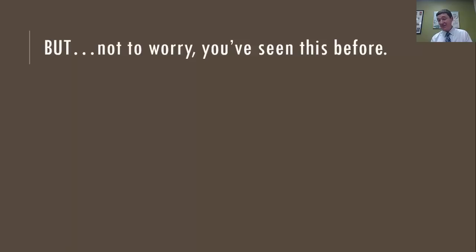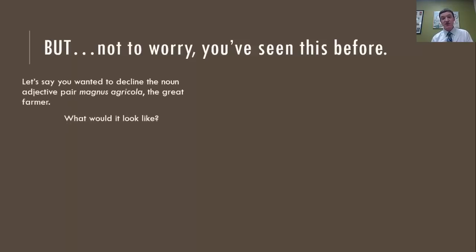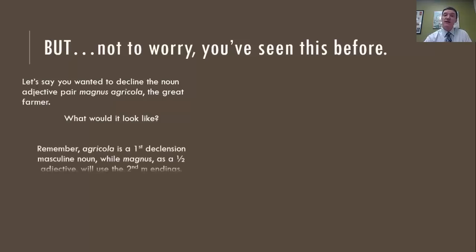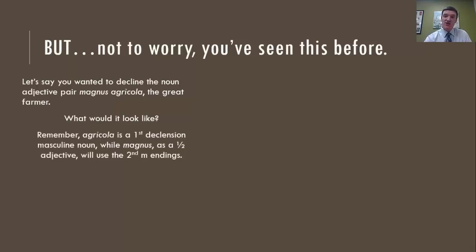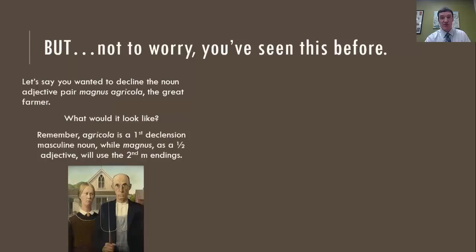This is also not particularly new. If we took the adjective magnus, for instance, which is a 1/2 adjective, which we've already seen decline two slides ago, and if you don't remember, pause and go back, and the noun agricola, which means farmer. Agricola is a weird noun because it is a first declension masculine. Almost everything you learn in the first is feminine, agricola being an exception.